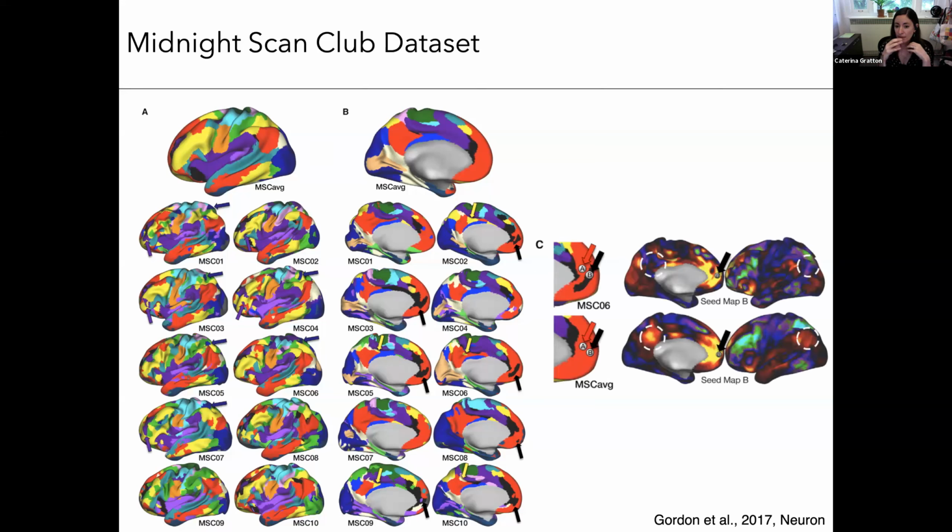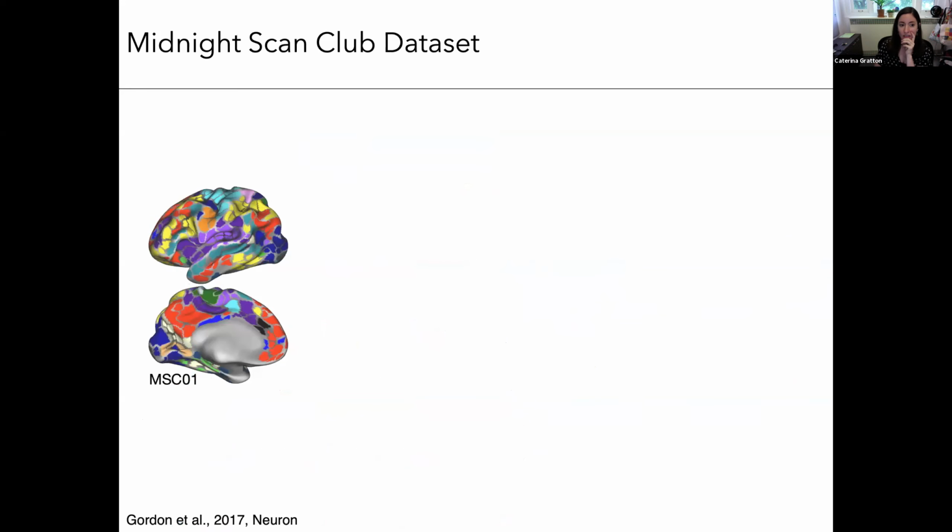I'll just point out that some of these differences include elements that are not present in the group average map. For example, there was this little piece of the salience network here in black that appeared in many participants in this very rostral frontal region. It isn't present in the group average map, probably because it moves around a fair amount in exactly where it's located across individuals.